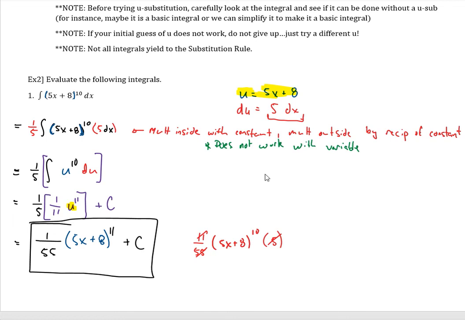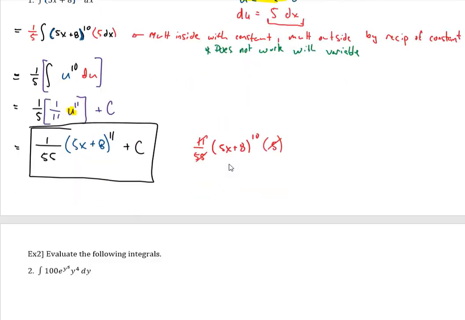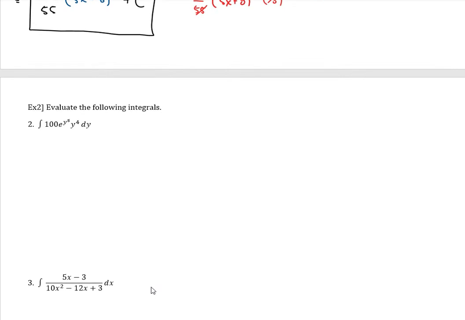Okay, so this is one way to deal with these types of problems. So that's my favorite way to deal with it. Let's show a different method here. So in example 2, it's still evaluate the following integrals. We just have more of them.